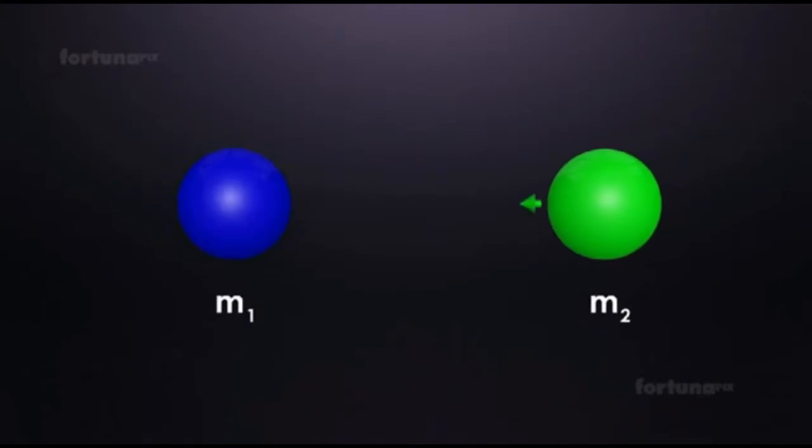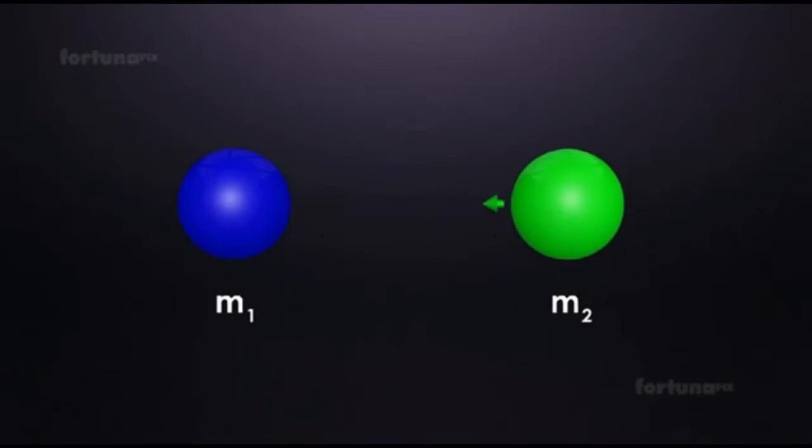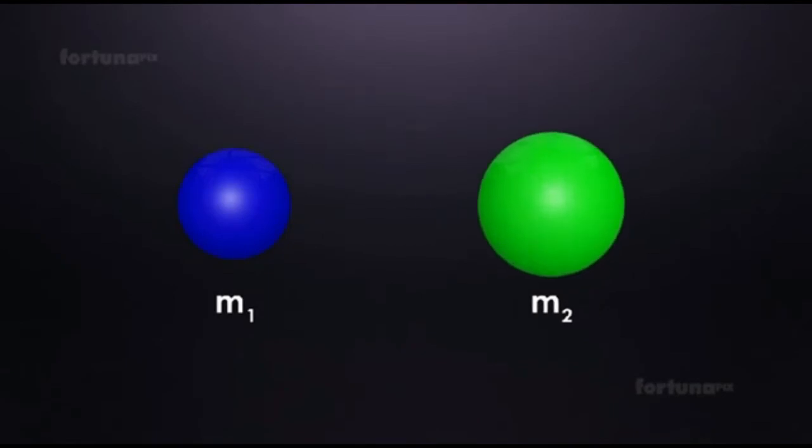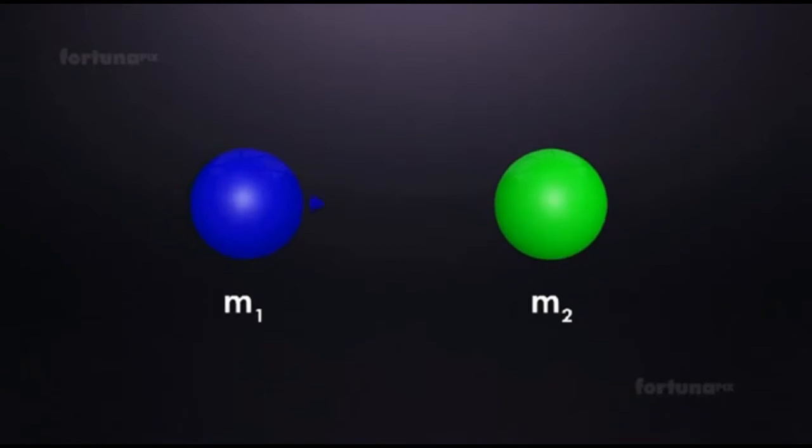The force of gravity is a vector quantity. Object m1 will attract object m2 with a force directed towards m1. Object m2 attracts object m1 with a force directed towards m2.